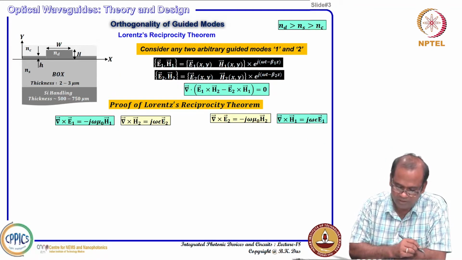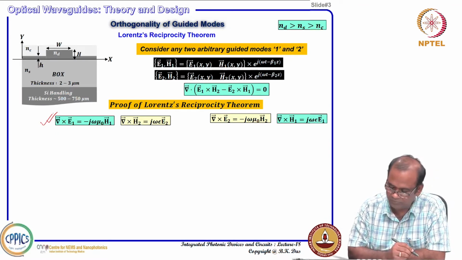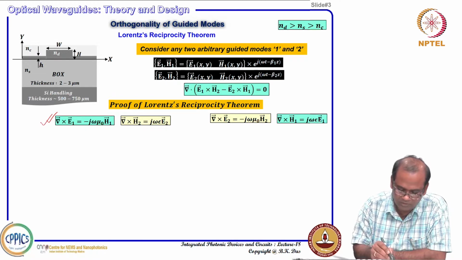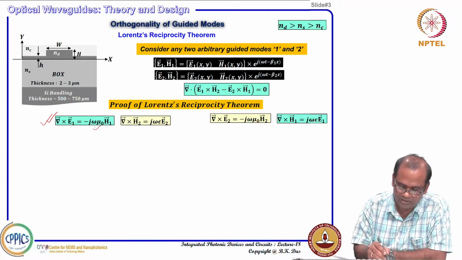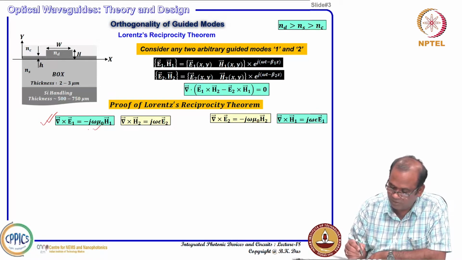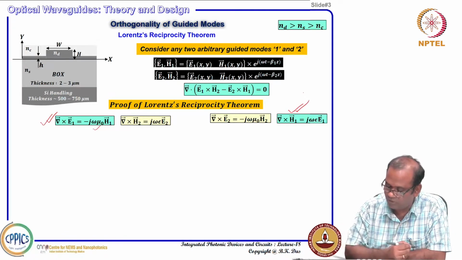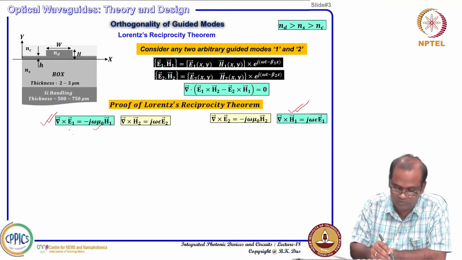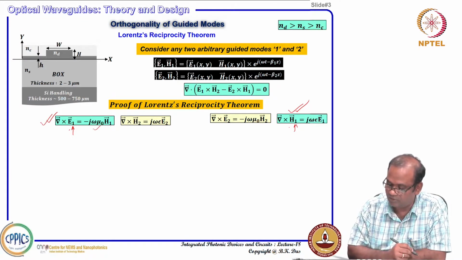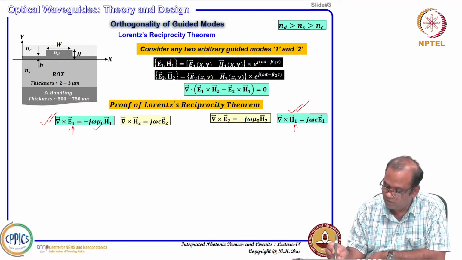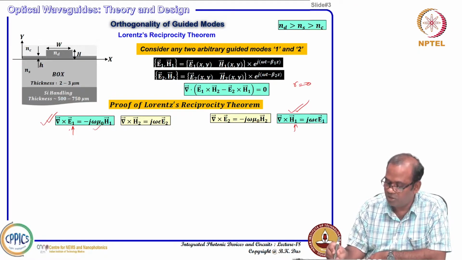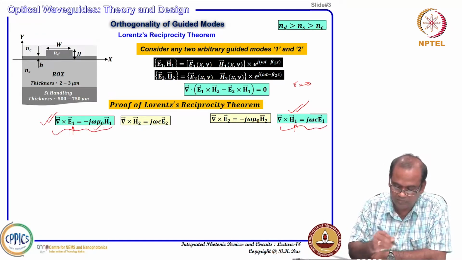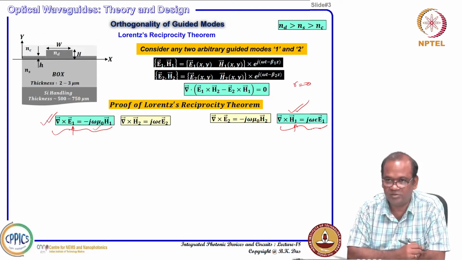Okay, proof. Let us take the curl equations. Curl of E1 equals minus del B del t, that is, minus j omega mu 0 H1. And for the same mode, curl of H1: curl H equals del D del t. It is a dielectric medium, so sigma equals 0, so it is j omega epsilon E1. So it is mode 1; I am just writing the curl equations for curl E and curl of the magnetic field for mode 1.